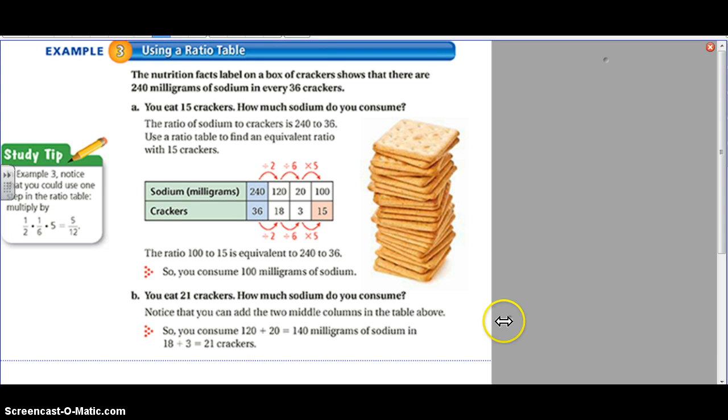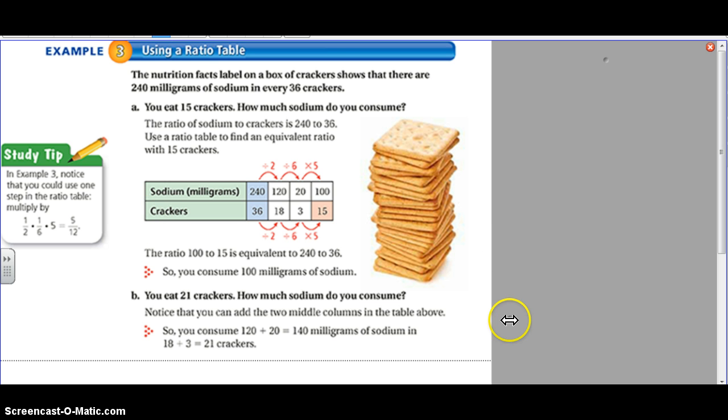All right, I do have an example. Oh, let's look at the study tip. This might be one of those situations where you understand it or you don't understand it, and that's okay. In example 3, notice that you could use one step in the ratio table if you work with fractions, and that is to multiply 1/2 times 1/6 times 5, and that would give you 5/12. All right, and that's just putting everything in the lowest, simplest form.